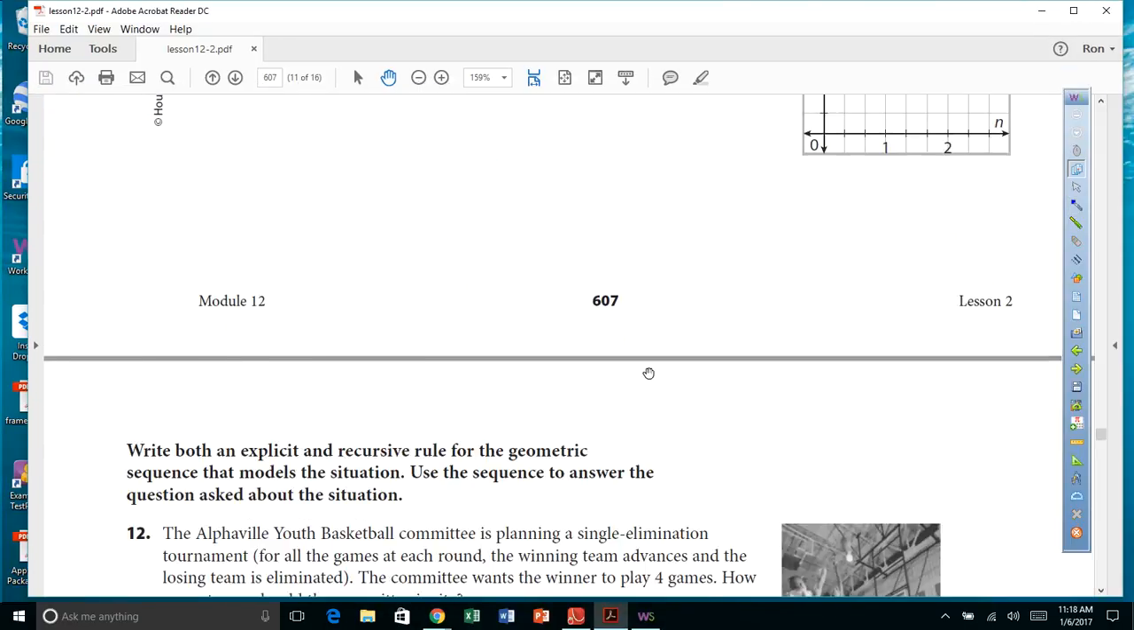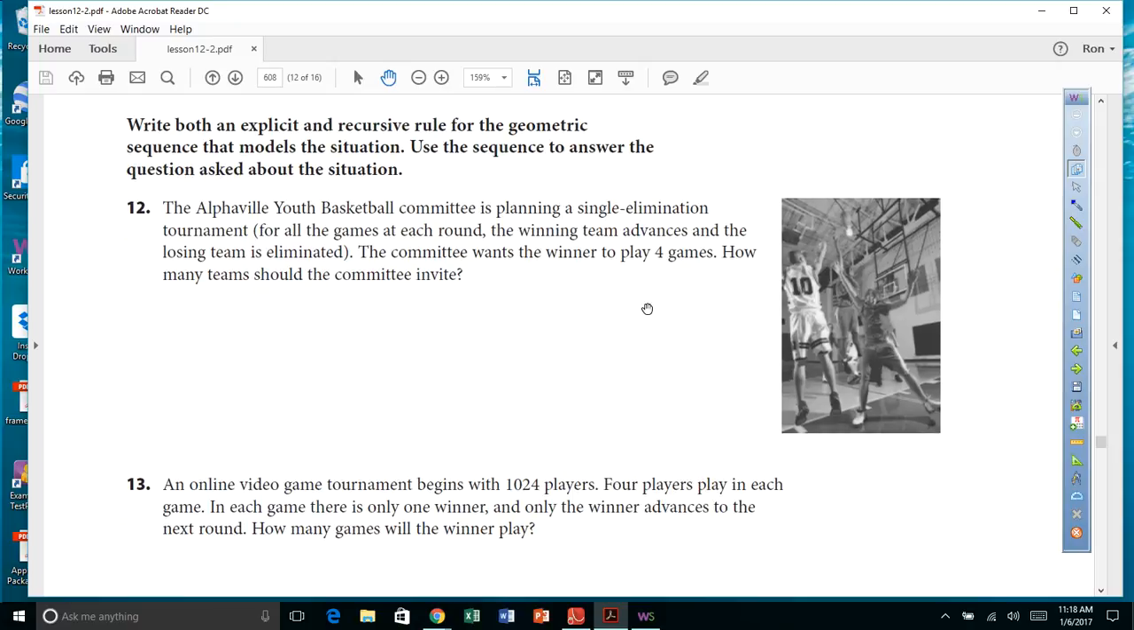Good deal. Number 12. Write both an explicit and recursive rule for the geometric sequence that models the situation. Use the sequence to answer the question asked about the situation. All right. The Alphaville Youth Basketball Committee is planning a single elimination tournament for all games in each round. The winning team advances and the losing team is eliminated. The committee wants the winner to play 4 games. How many teams should the committee invite?